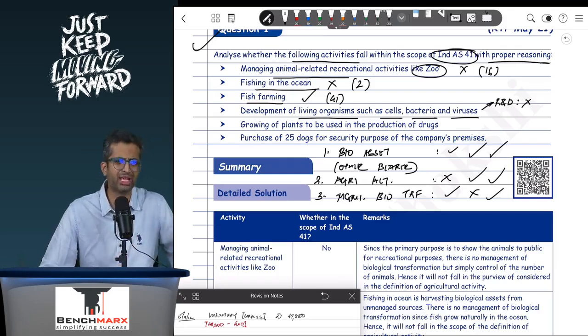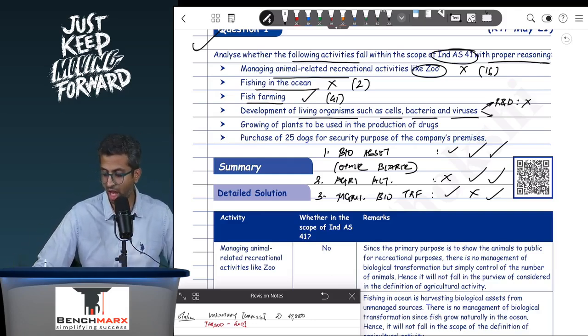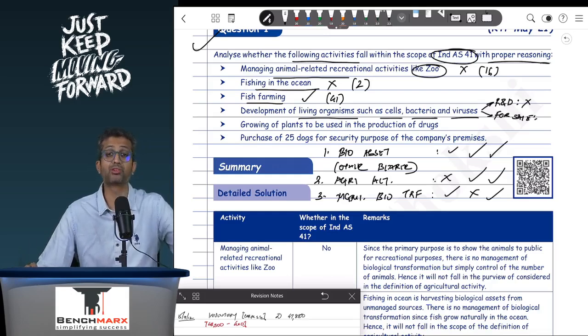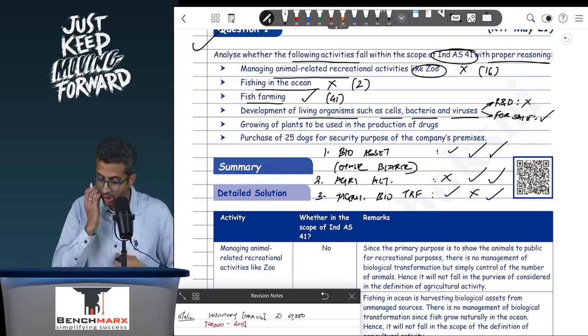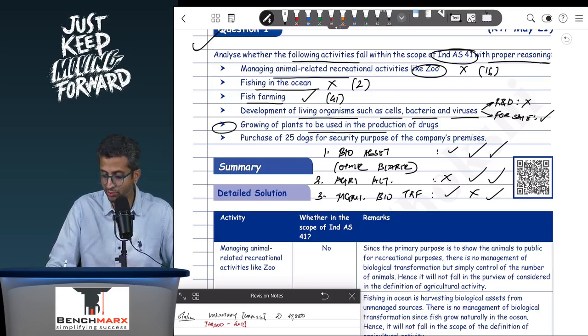However, it might be expensed to the P&L account, because usually the cells, bacteria, etc. will not have a life of more than 12 months, and hence you will expense it to the P&L account in general. However, if these are held for the purpose of sale, like for example yeast. Yeast is a living item which is used for the purpose of making bread, and if you are making yeast for the purpose of sale, then this will be considered as an agricultural activity.